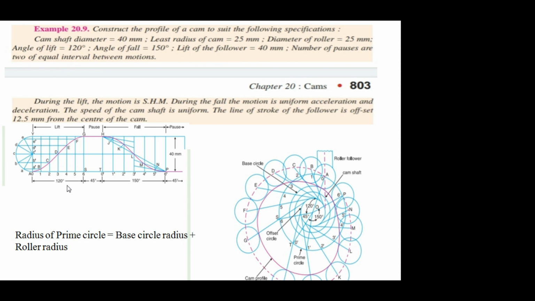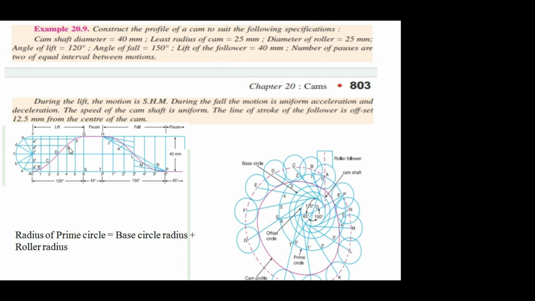So by taking some suitable scale, mark theta O, dwell 1, theta R and dwell second on the x-axis to represent the revolution of cam. On the y-axis, the lift of the follower is given, 40 mm. Here it is, lift of the follower 40 mm. So divide theta O and theta R in equal even parts. Say it is 6 and 6.